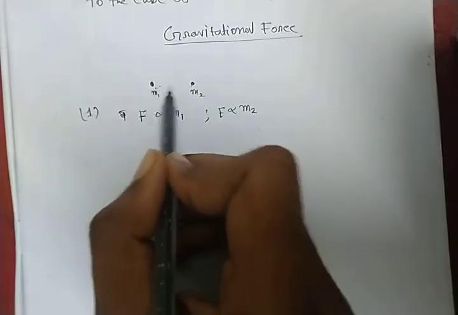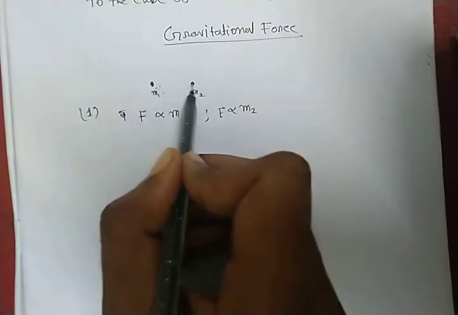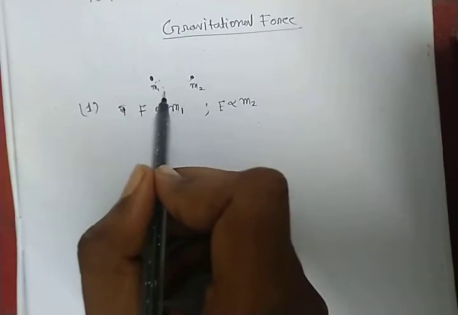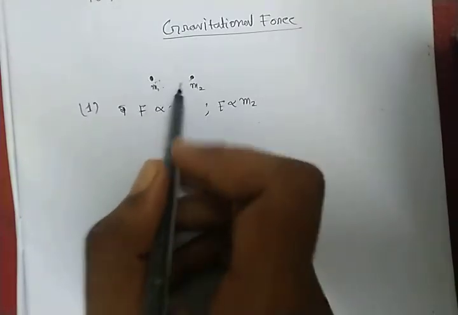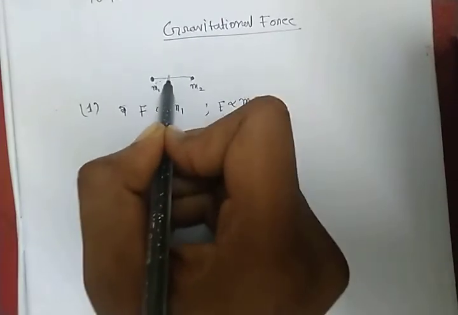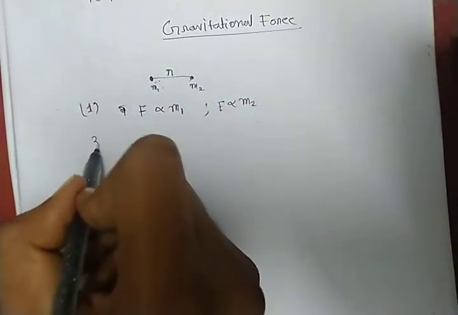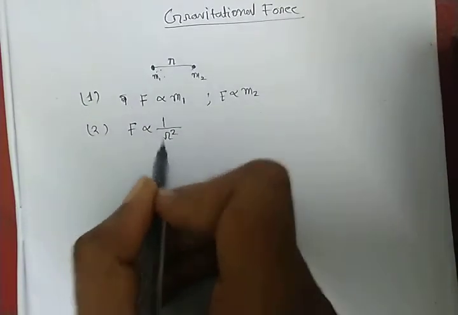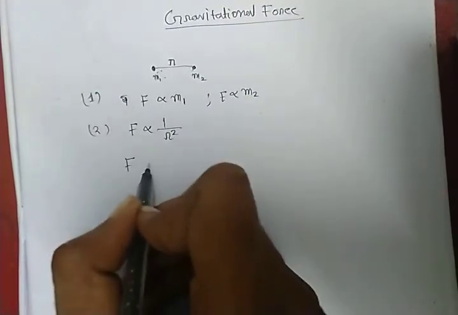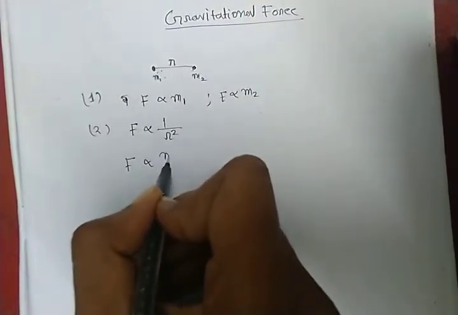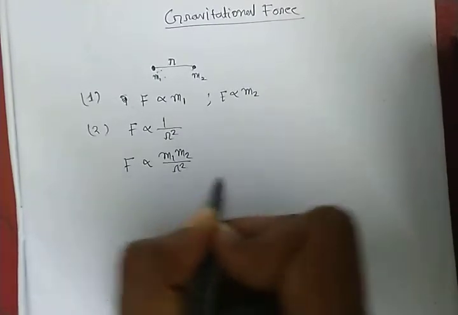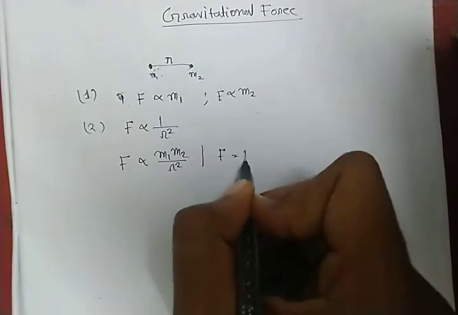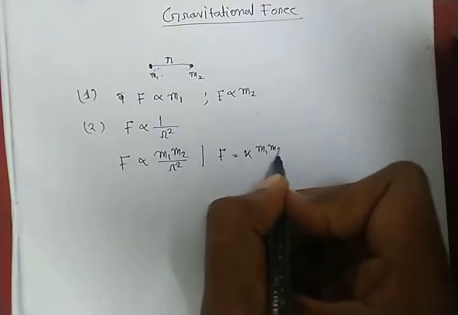The meaning of this statement is the force between them, that is the force they exert on each other, is actually inversely proportional to the square of the distance between them. So if the distance between them is r, the force is proportional to 1 by r square. So if we write them together, that gives us F varies as m1 m2 by r square. And from here we can make use of a constant: F equals k m1 m2 by r square.